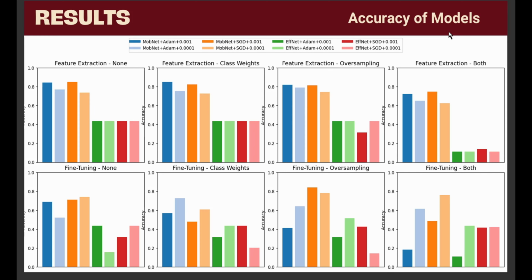Here is the accuracy of the models. For feature extraction, again performed better than fine-tuning, and class weights had minimal impact, while oversampling generally reduced accuracy. MobileNet V2 led across all configurations. Adam showed higher accuracy in feature extraction, while SGD was consistent across both strategies. Then a learning rate of 0.001 was more effective in feature extraction, while 0.0001 was optimal for fine-tuning.